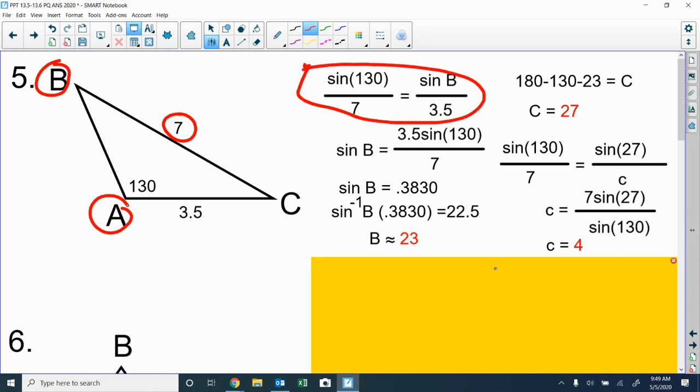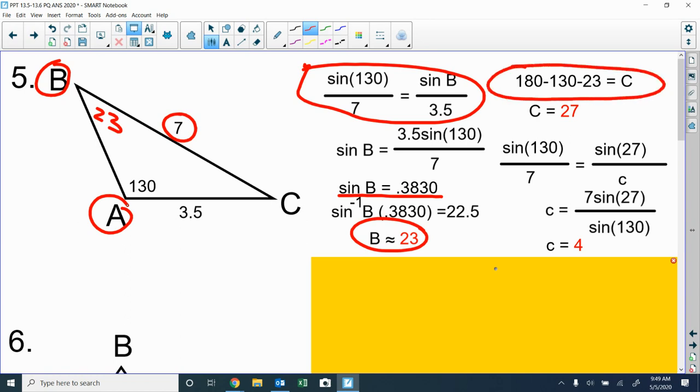Okay, cross multiplying. Here, remember, we're getting the sine of B is 0.3830. Got to use that inverse and get your angle B at 23. Now, of course, we can subtract that out right here and get what our angle C is at 27, and then finish up with your law of sines right down here to get your side C at 4.